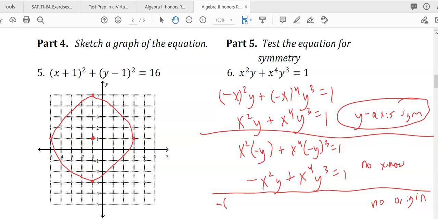So negative x squared times negative y. So that term's going to stay the same. Now it's going to change. It's going to be negative x squared y. So you really are done at that point. This does not have origin symmetry.